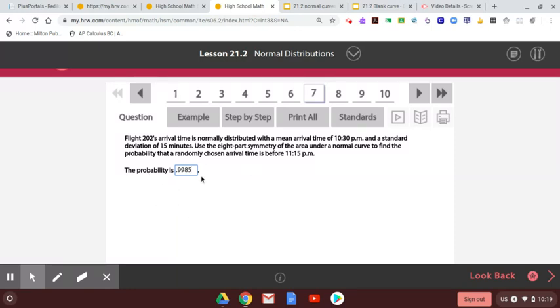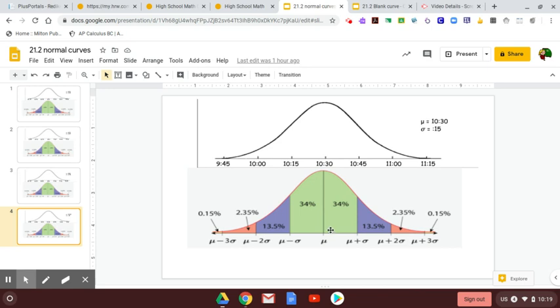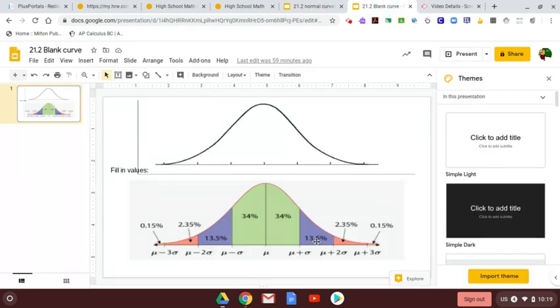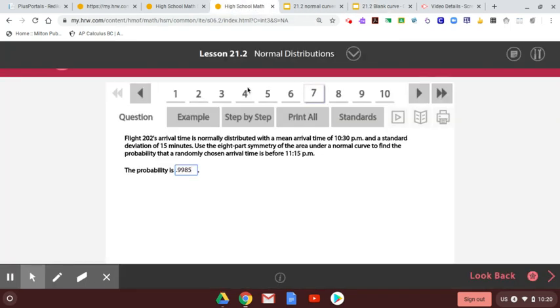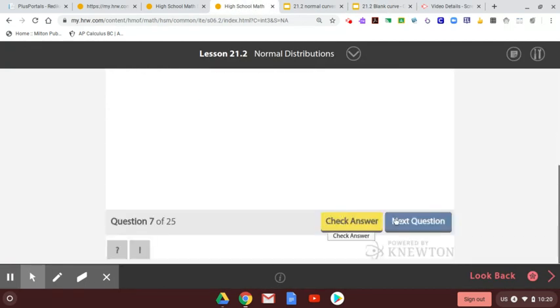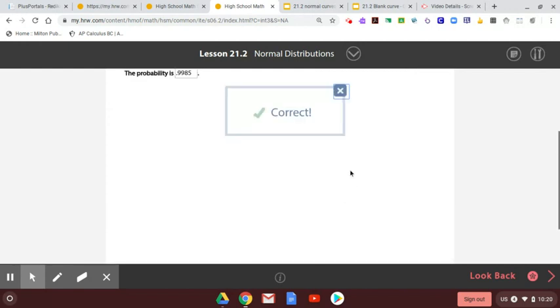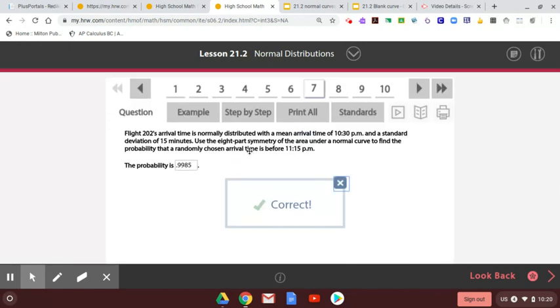Some of the questions on the homework might ask for the percentage, some might ask for the probability. But for everyone, you're going to be using this normal curve. So I'm going to attach this screen so you can actually make copies of it. I'm going to share this with you so that you can fill in your values as you go through the homework, and it'll be easier for you to answer. And let's just double check our answer that we put here to see if it's correct. Let's check answer. We're correct. It didn't say how many decimal places, so that's why I just put it all.